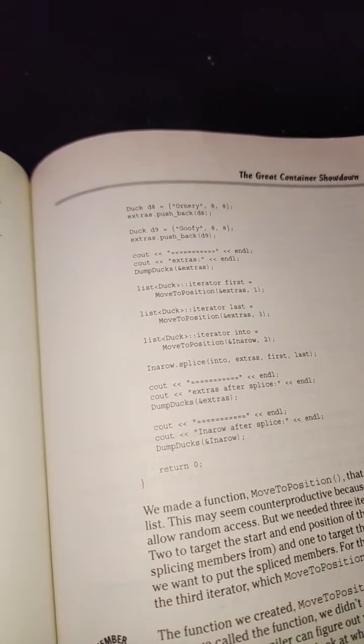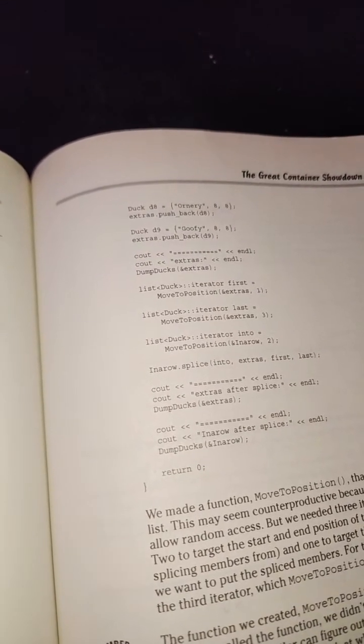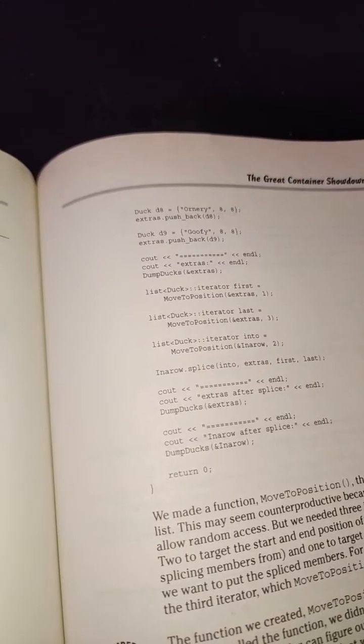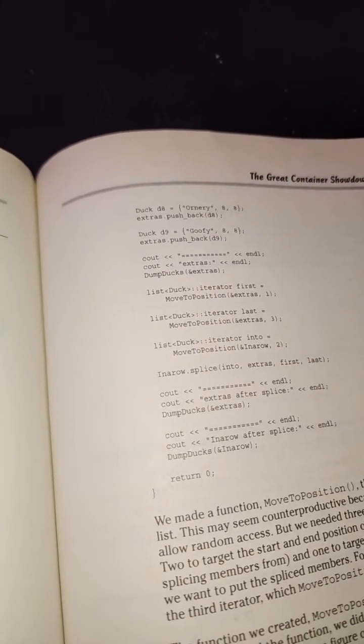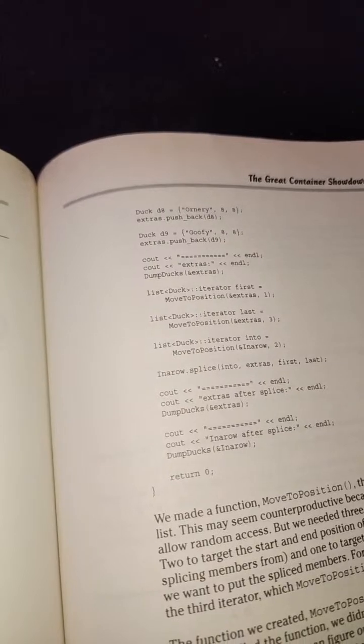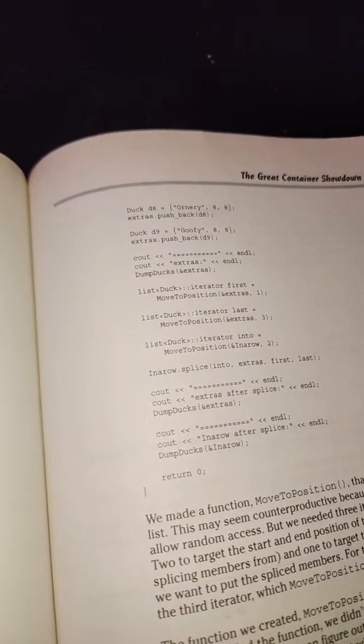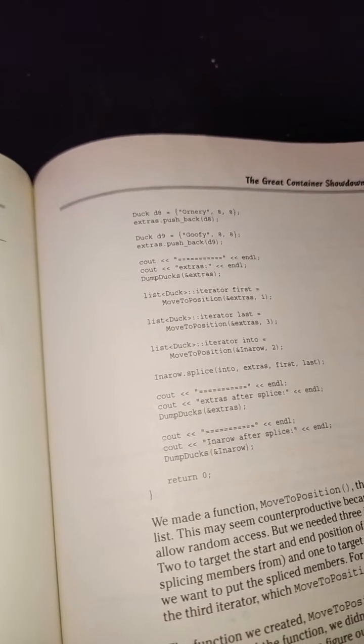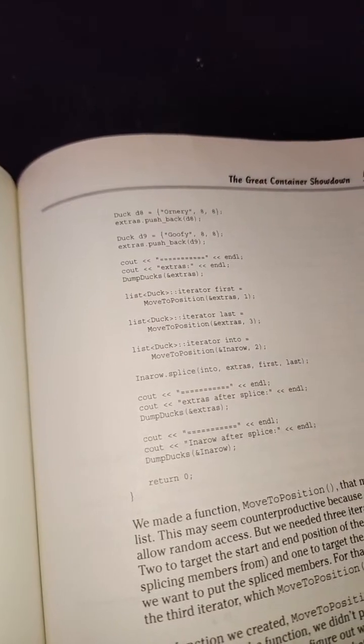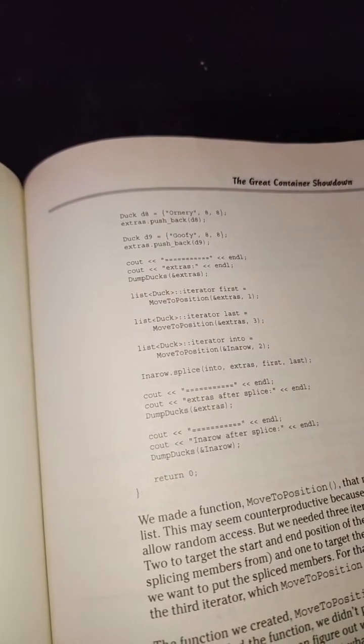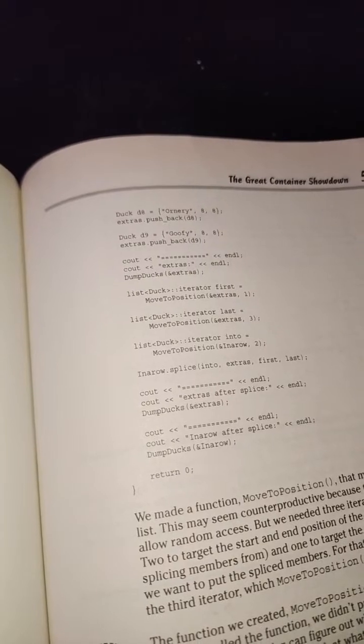List duck colon iterator first. Move to position. Hold on. Let me go back to just under Goofy. cout bunch of equal signs inline. cout extras. inline dump ducks ampersand extras.